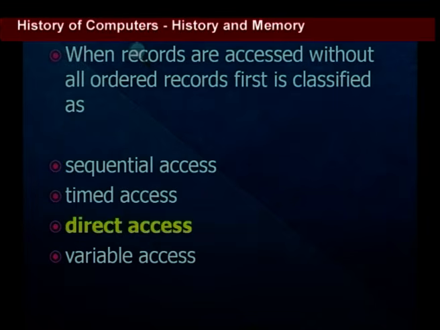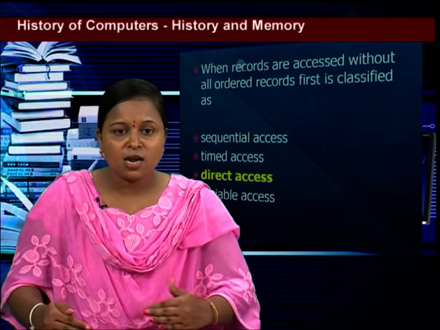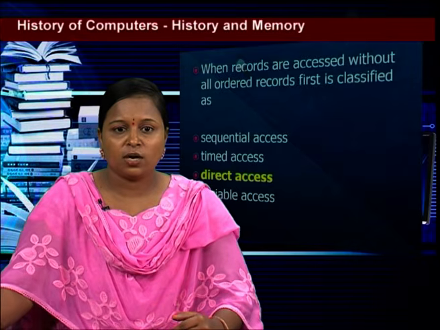When records are accessed without any order, it is classified as direct access. Records are accessed without order, which means they are accessed directly. So it is called direct access.